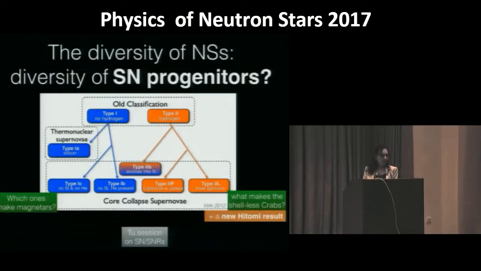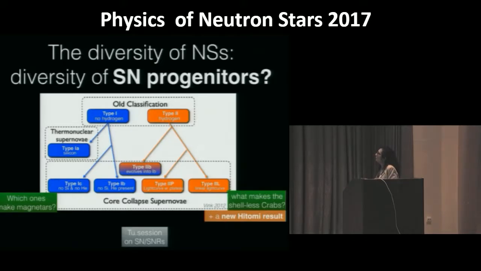So, moving to the second and much briefer part of my talk is about connecting the diversity of neutron stars to the diversity of core collapse explosions. And we heard about supernova explosion mechanisms and supernova remnants in talks on Tuesday. There are some interesting questions to address.